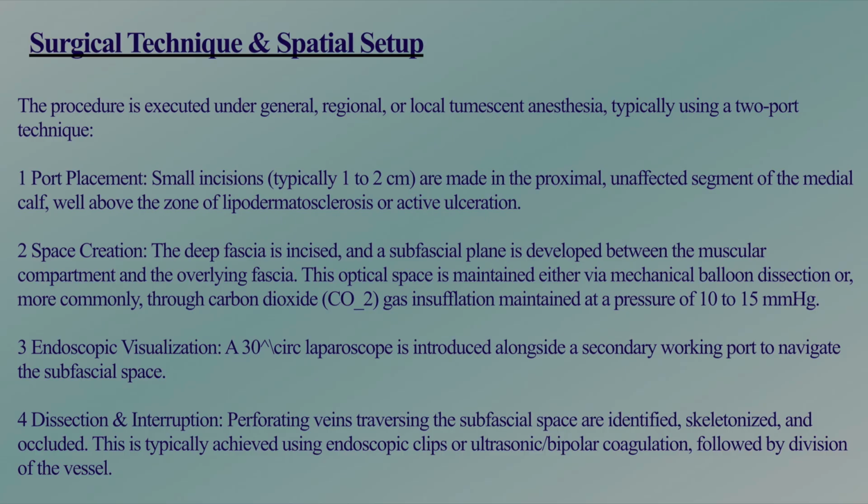Second step is the space creation. The deep fascia is incised and a subfascial plane is developed between the muscular compartment and the overlying fascia. This optical space is maintained either via mechanical balloon dissection or, more commonly, through carbon dioxide gas insufflation maintained at a pressure of 10 to 15 mm of mercury.